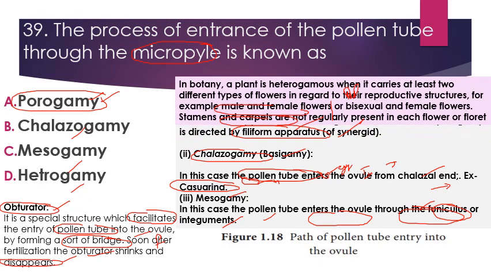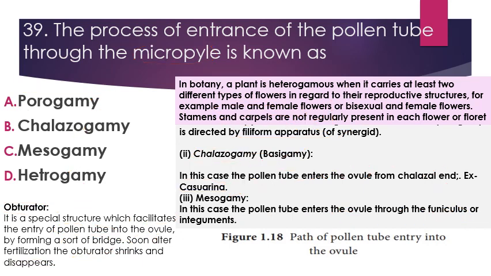The next term is heterogamy. In botany, heterogamous means when a plant carries at least 2 different types of flowers, that is male flower or female flower. For example, male and female flowers, or bisexual and female flowers.